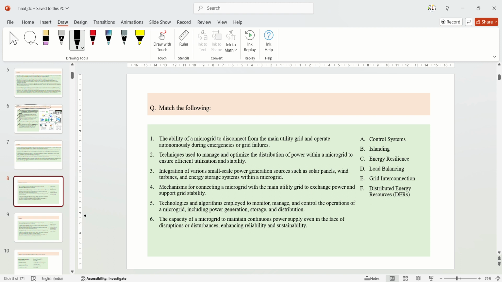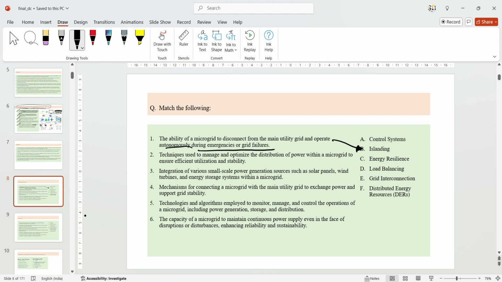Okay, let me give the solution for this question. I hope you have read the questions. Okay, so the first statement, if you can see, is the ability of the microgrid to disconnect from the main utility grid and operate autonomously during an emergency or grid failure. That is actually related to the islanded operation.